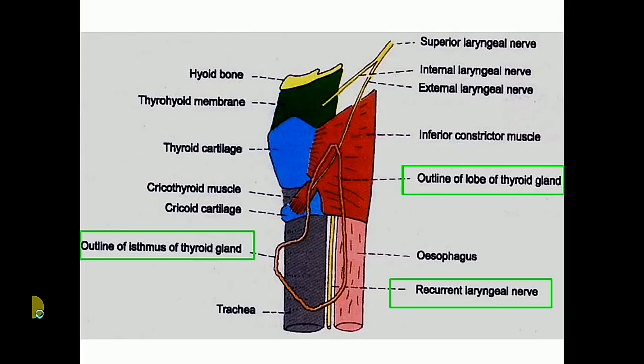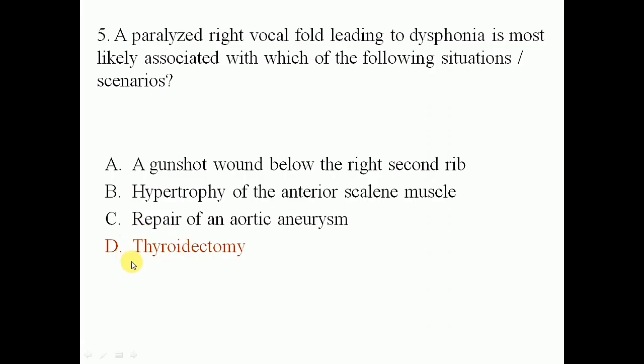So the correct option out of 4 is thyroidectomy, that is surgical removal of thyroid gland. And because the thyroid gland is related with both right as well as left recurrent laryngeal nerves, that is the most likely answer, thyroidectomy.